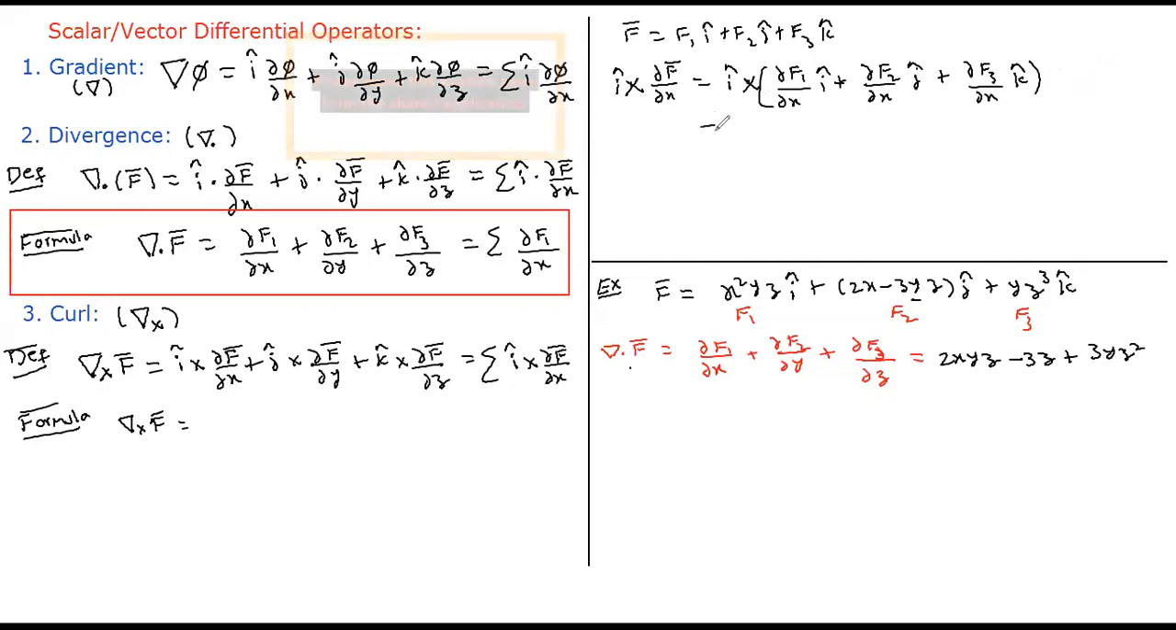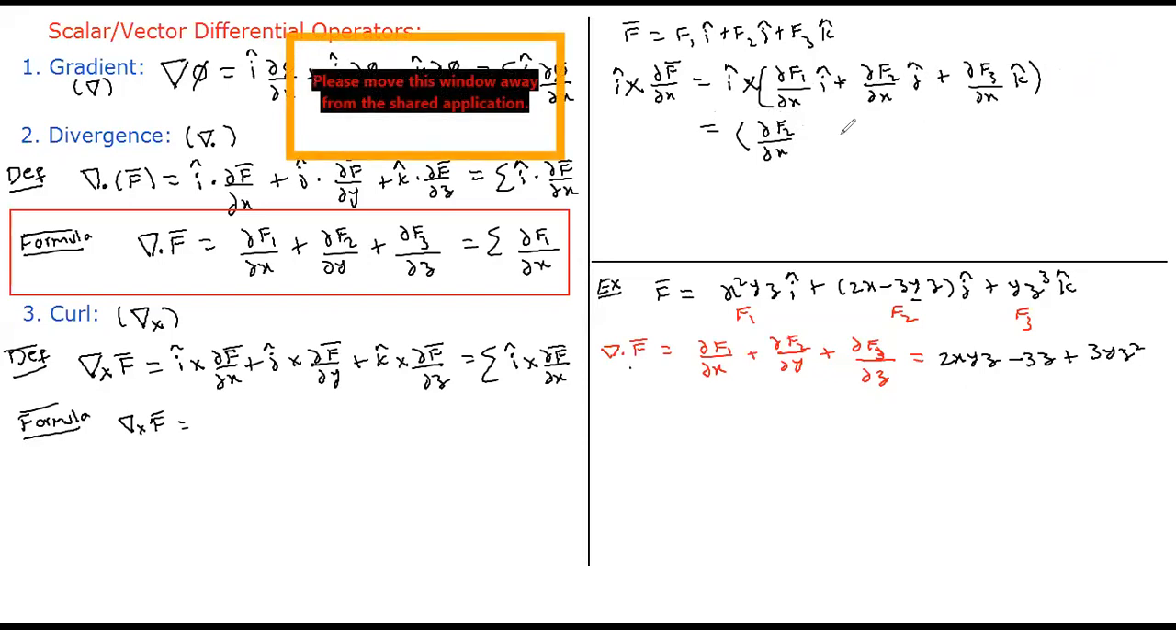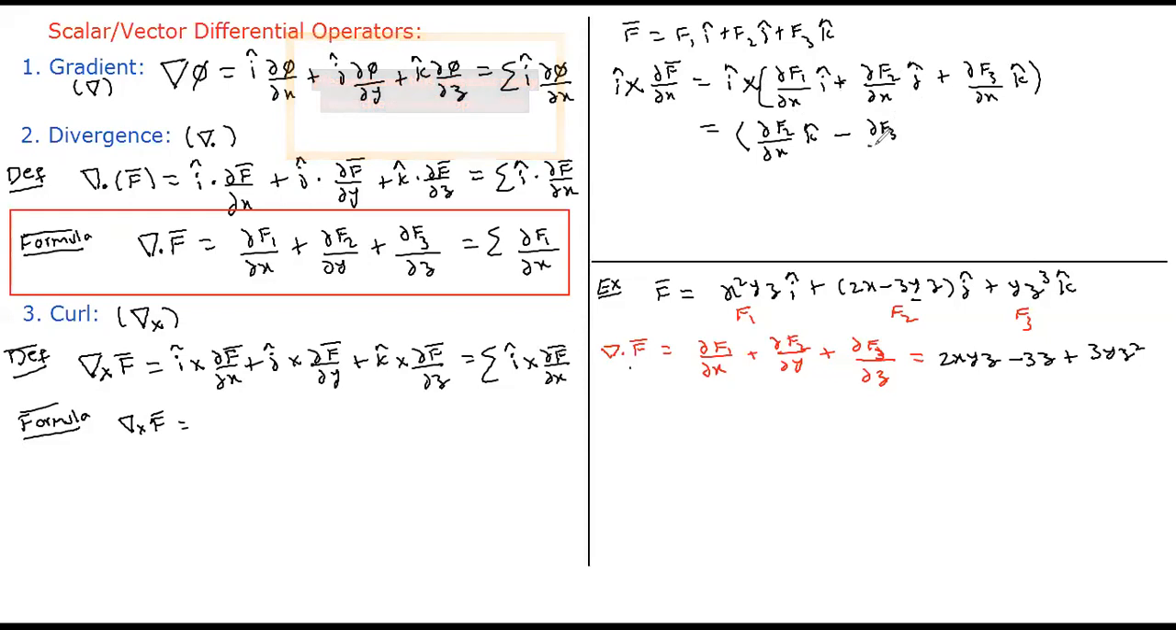So after applying the distributive law, this is going to be written as dou f2 by dou x into i bar cross j bar, which is k bar, so dou f2 by dou x into k bar. See here, all are with respect to x only. Next, i bar cross k bar is minus j bar, so minus dou f3 by dou x into j bar. Is that okay?